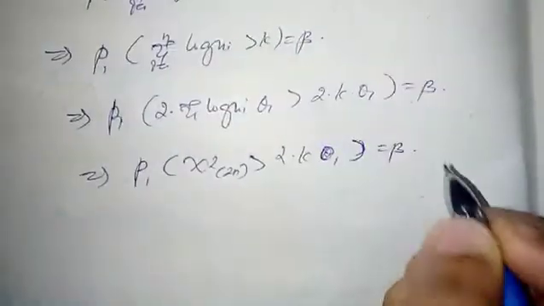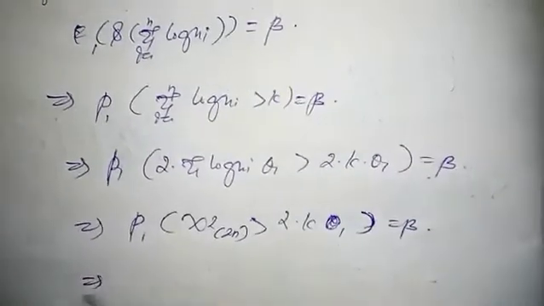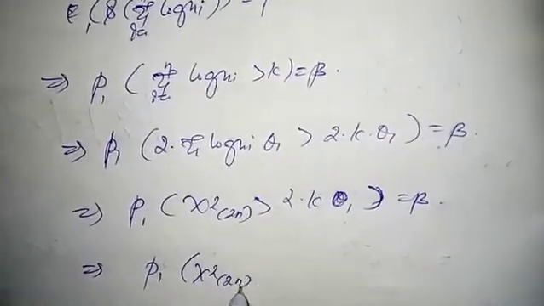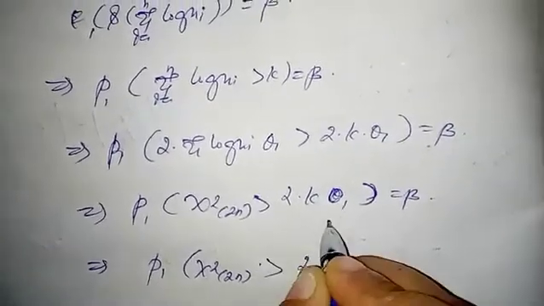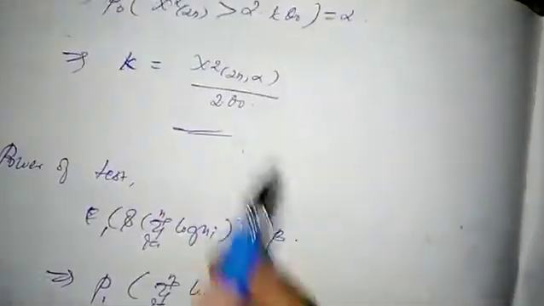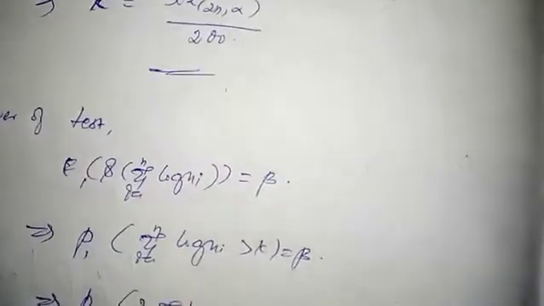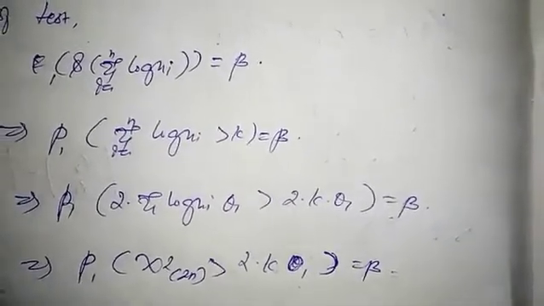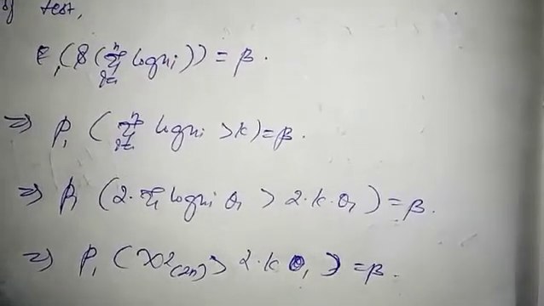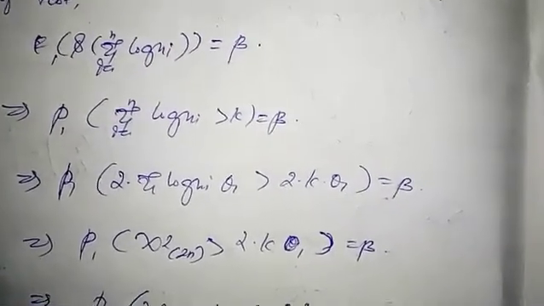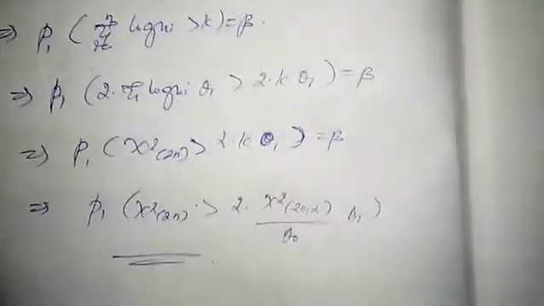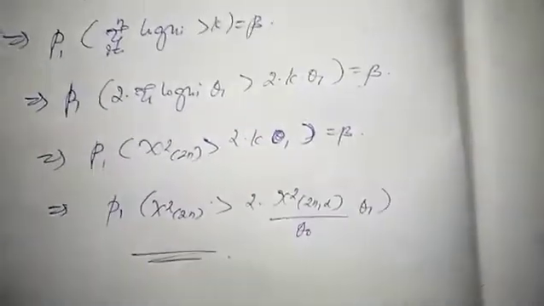equal to beta. Which implies the probability of chi-square with 2n degrees of freedom is greater than 2 into, what is the value of k here? K is chi-square 2n alpha divided by 2 theta naught, right? This chi-square with 2n alpha degrees of freedom divided by theta naught into theta 1. This is the power of the test in this problem.